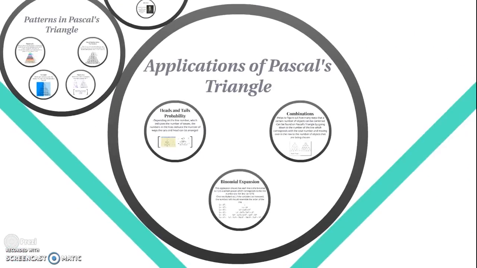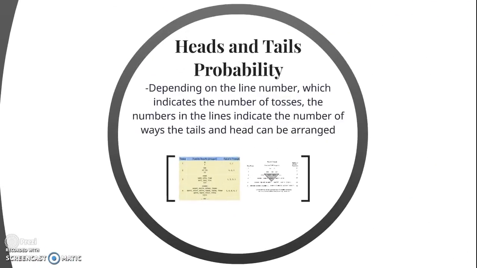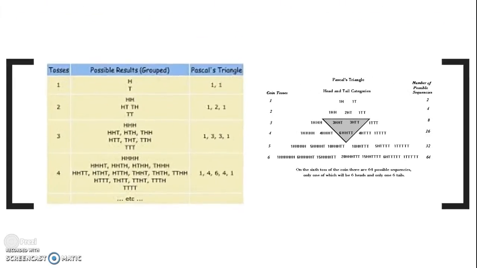Alrighty. Now to some applications of Pascal's triangle, such as probability. The heads and tails probability is basically a 50-50 way to figure out things that are 50-50. Depending on the line number that indicates the number of tosses, the numbers in those lines will indicate the number of ways the tails and heads can be arranged.